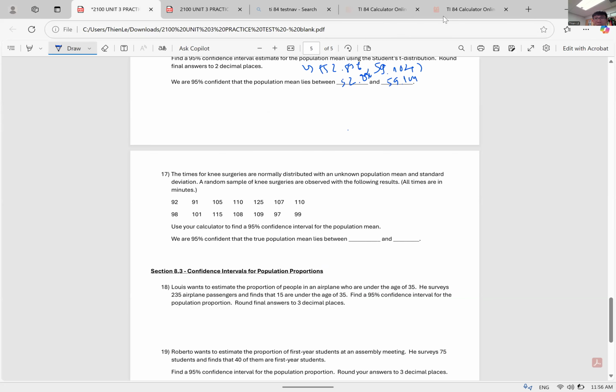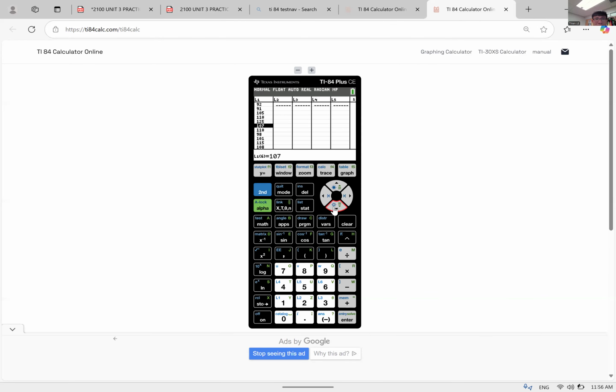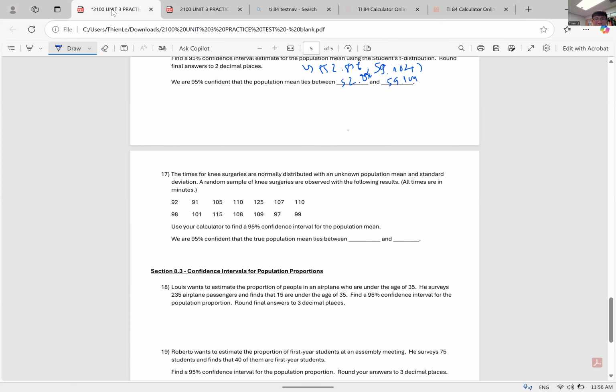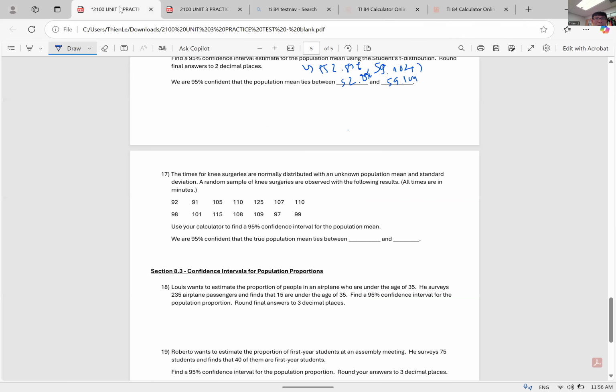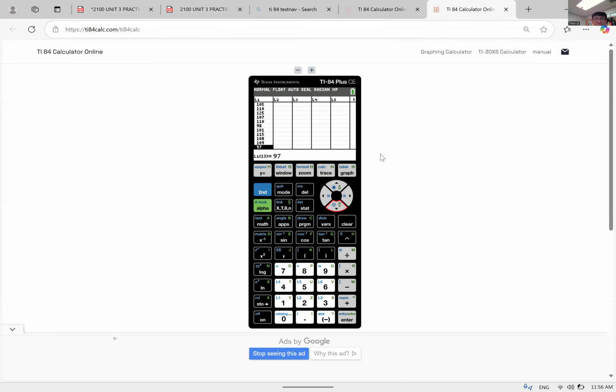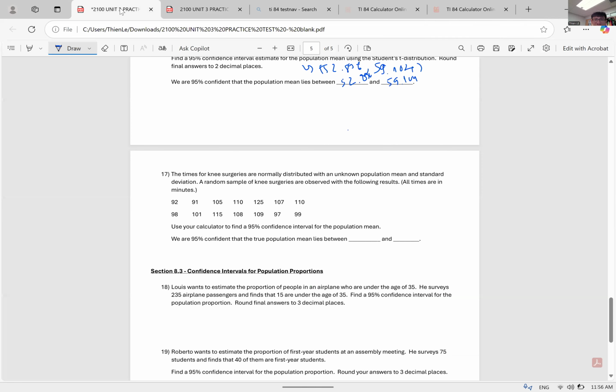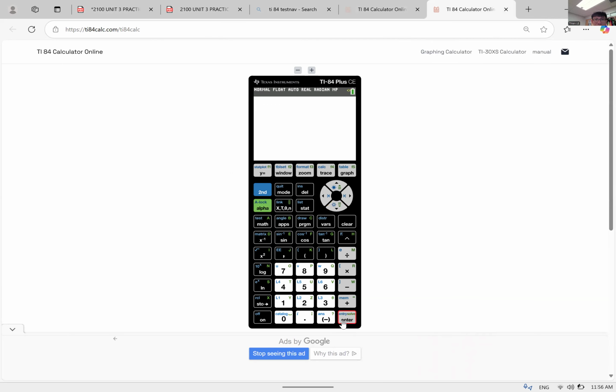92, 91, 105, 110, 125, 107, 110, 98, 101, 115, 108, 109, 97, 99. Okay, so we have the data in L1 already. So now you go to stat, tests, and T interval again. This time you need the data option. We want L1 here, and the confidence level you want is 95 again. That's good. You have it here. This is your interval.